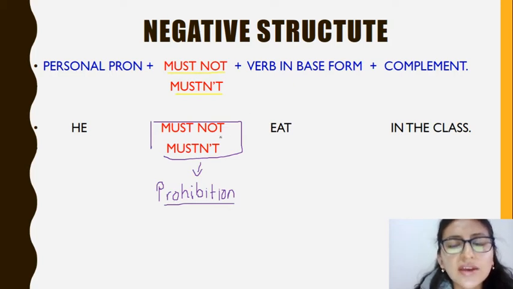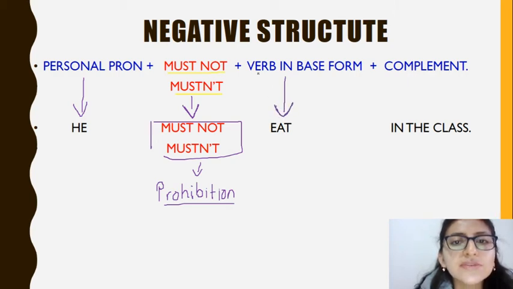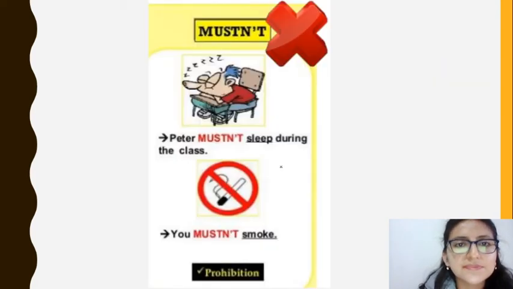He mustn't eat in the class. Él no debe comer en la clase. ¿Ok? The personal pronoun he, the modal verb in negative, of course, in negative. The verb in the base form. Also, in this case, we have to use the base form of the verbs. Okay? And the complement. Okay? Very good. The next.